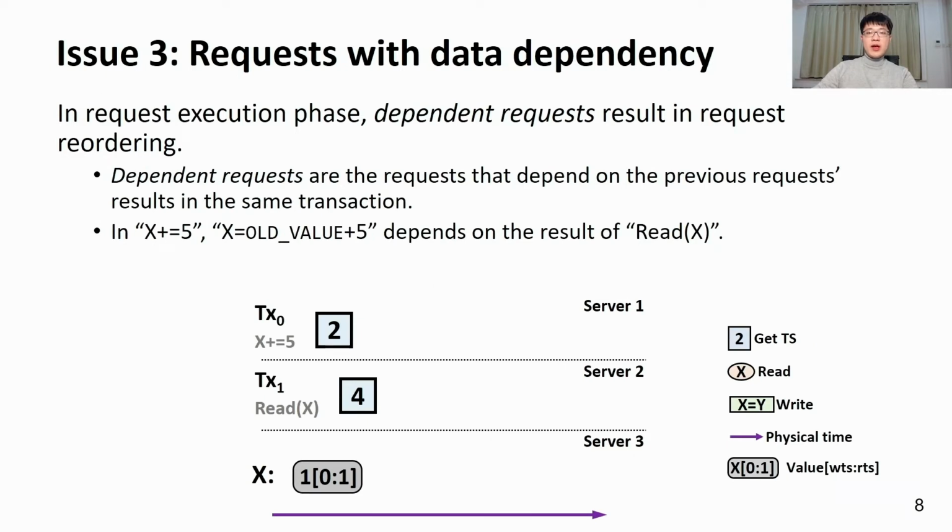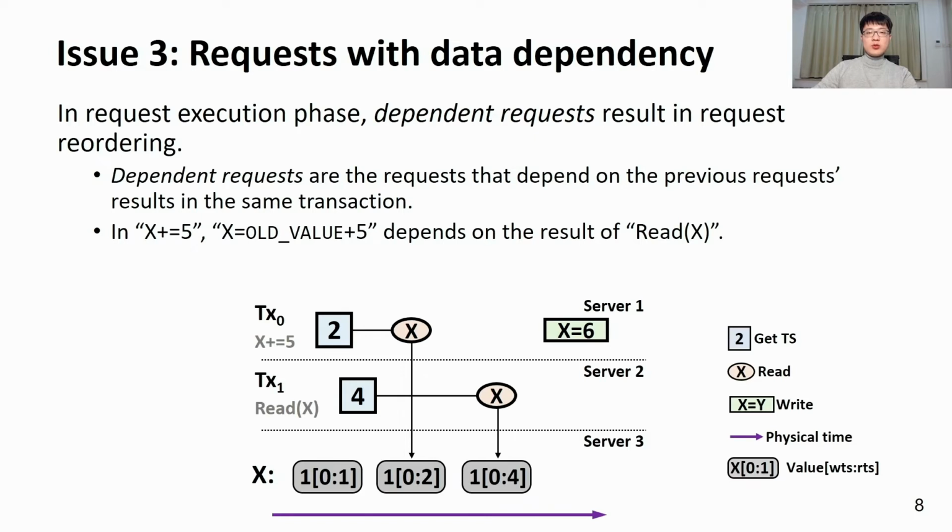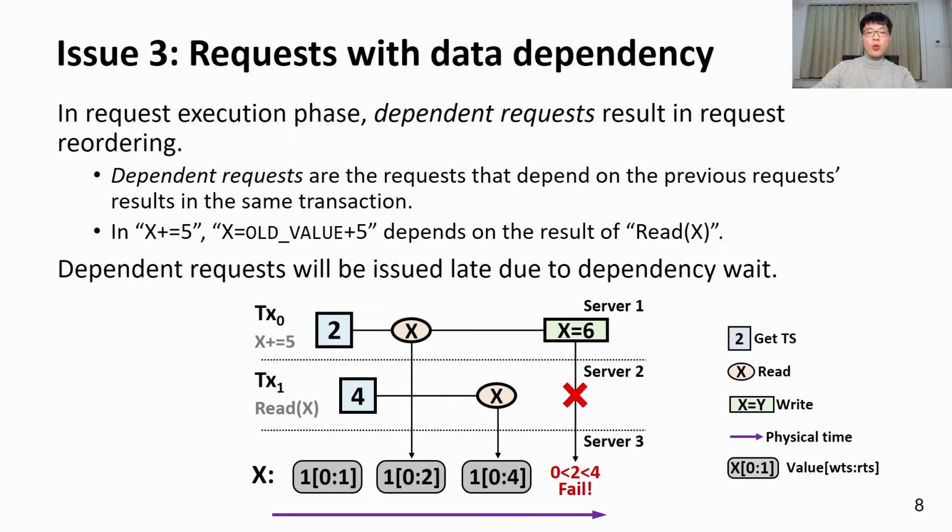In request execution phase, dependent requests lead to request reordering. Dependent requests depend on the previous request's results in the same transaction. In this example, transaction 0's request is to self-increase X with 5. So write X of transaction 0 must wait for the result of read X. Write X is such a dependent request. However, transaction 1's request is executed between transaction 0's two requests, and it results in the failure of transaction 0's write. The core reason is that dependent requests will be issued late due to dependency wait.